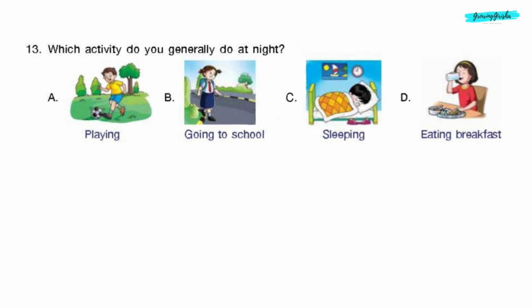Question 13. Which activity do you generally do at night? Option A is playing, option B is going to school, option C is sleeping, and option D is eating breakfast. We sleep at night, so correct answer will be option C.